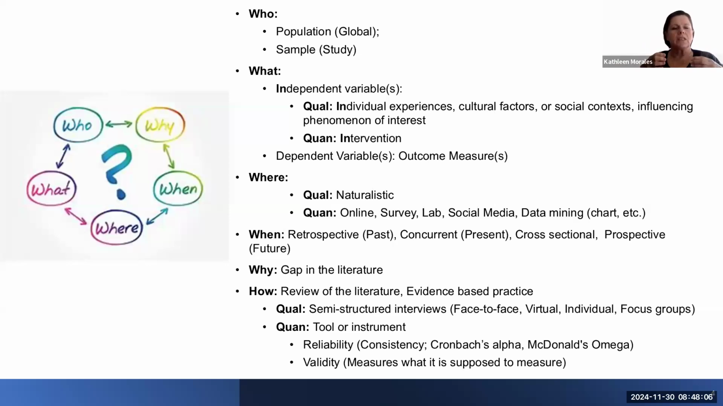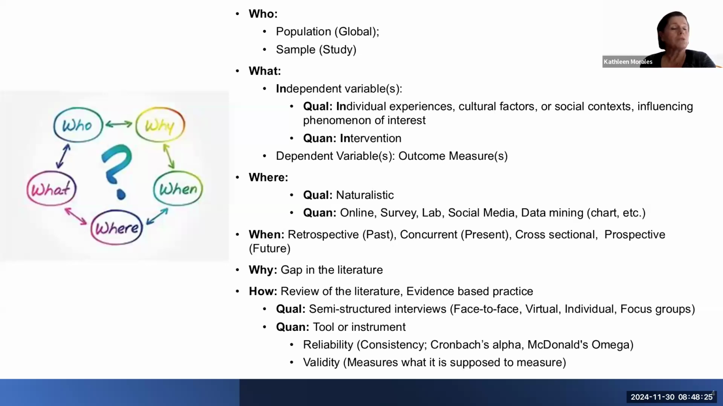We can be concurrent here in the present, and typically you'll see the term cross-sectional. It's just like you took a pencil and broke it in two. You take the timeline and just snap it in two, and we're only looking at this moment in time. Or it could be prospective, looking ahead. So it might be a study that looked at predictors, for example.